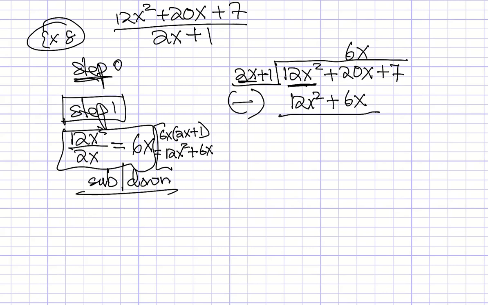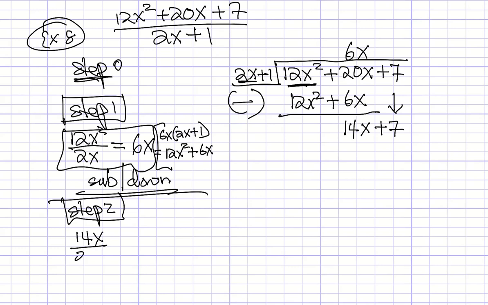Okay? So let's subtract first. The first one cancels. That thing there is negative 6 because we're doing subtraction. So it becomes 14x. Okay, and then you bring that thing down, it becomes positive 7. You see that, right? And we'll repeat the process again, step 2. This is a modular process. You repeat it, you get 14x divided by 2x.